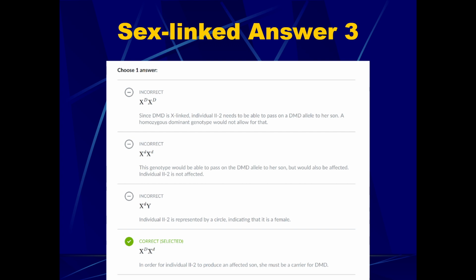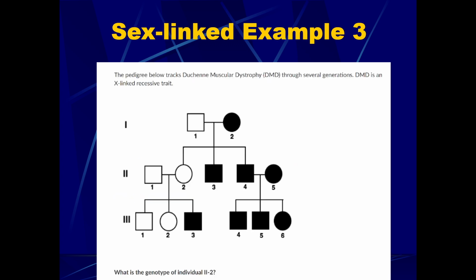So if we were looking at some question answers, we would see that in order for the individual in generation 2, number 2, to figure out their genotype, we have to look at the inheritance.